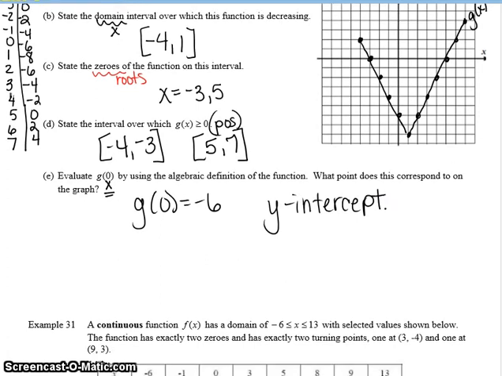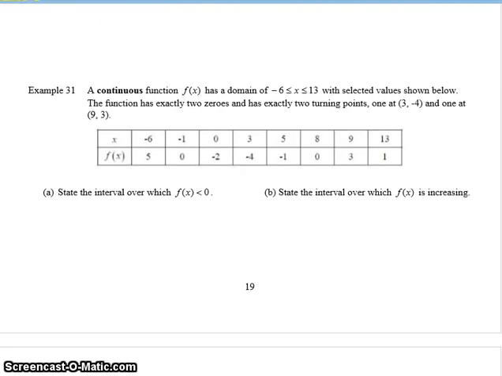Last example here, example 31. A continuous function f of x has a domain, so all my x values are from -6 to +13, with selected values shown below. The function has exactly 2 zeros. Now remember, zeros are the x-intercepts, and the x-intercepts are when y is equal to 0. So just looking at this, I know that right here's a 0. That's a 0 right there. And this is also a 0. Zeros mean x-intercepts, okay? X-intercepts mean when y is 0. It also has 2 turning points, one at (3, -4), and one at (9, 3).